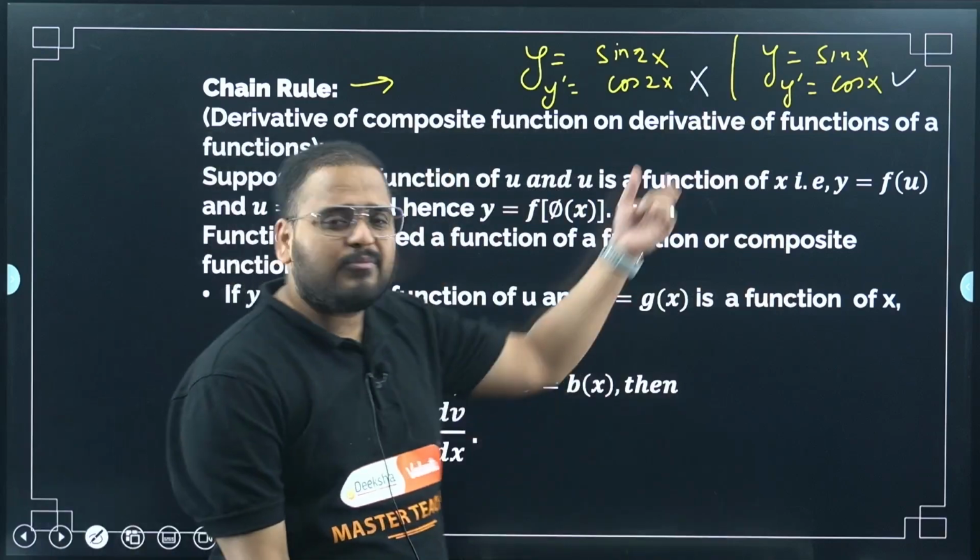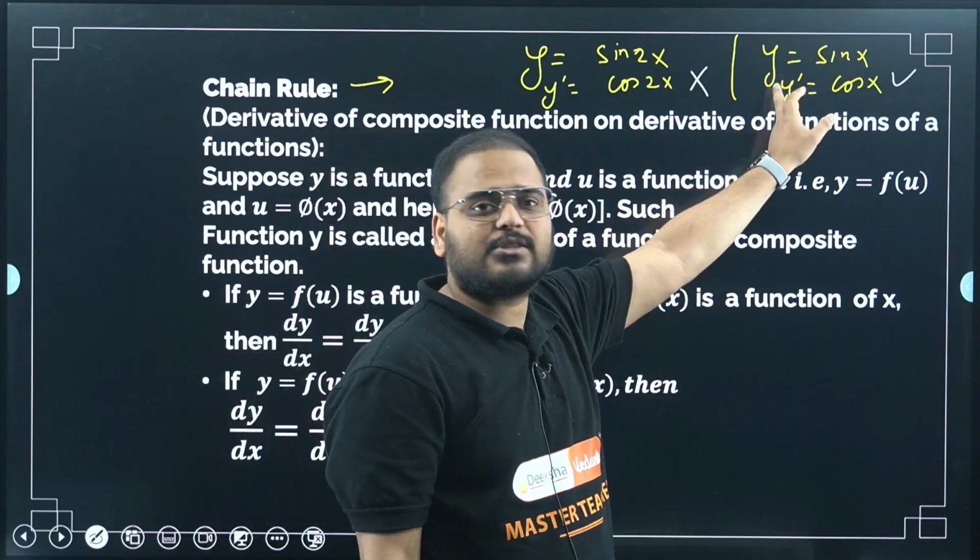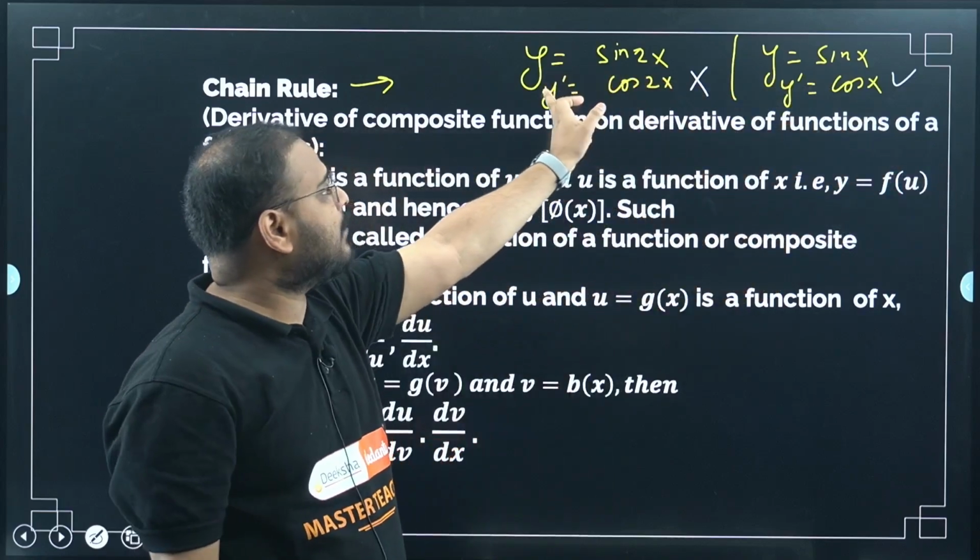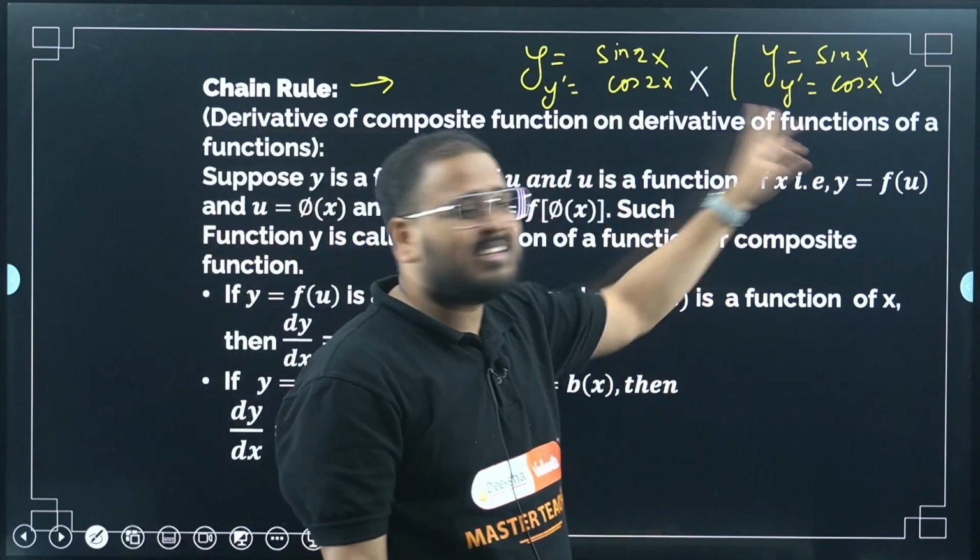Sir, how? We applied the same rule, right? Y derivative, y is sin x, so y derivative is cos x. Y is sin 2x, so y derivative is cos 2x. How is this right and this wrong?